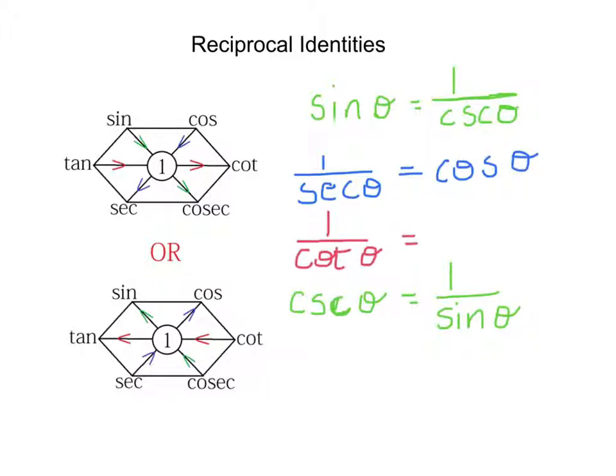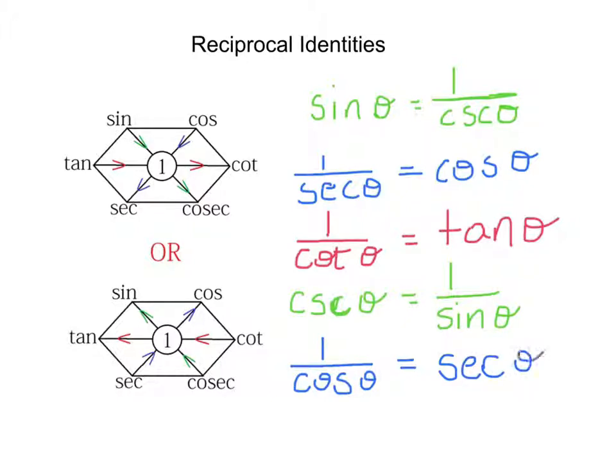Okay, you try this one. What is 1 divided by cotangent? That answer is tangent. We could also do 1 divided by cosine. What would 1 divided by cosine equal? Secant equals 1 divided by cosine, so the answer would be secant.